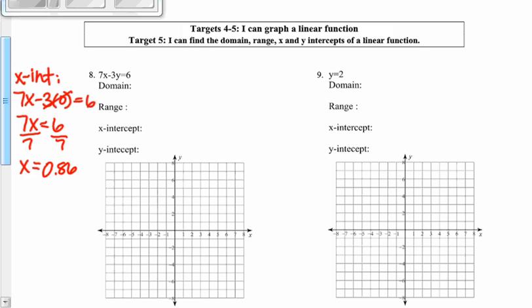So again, we just found the x-intercept, so (0.86, 0). I'm going to plot that, and it looks like it's at 1, but we know that it's just a little bit before 1.